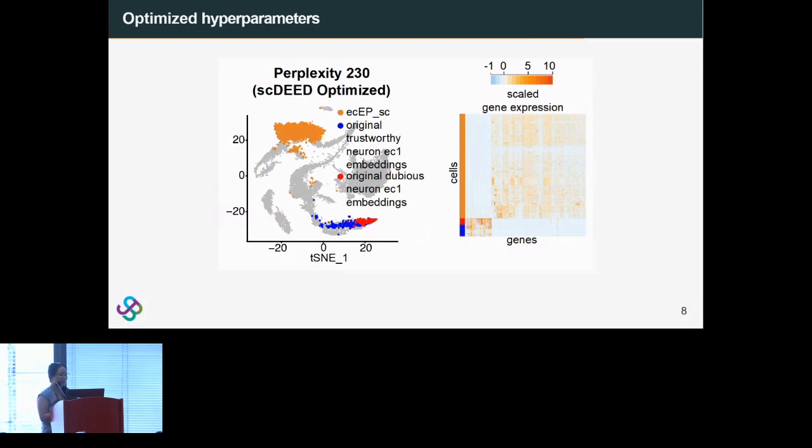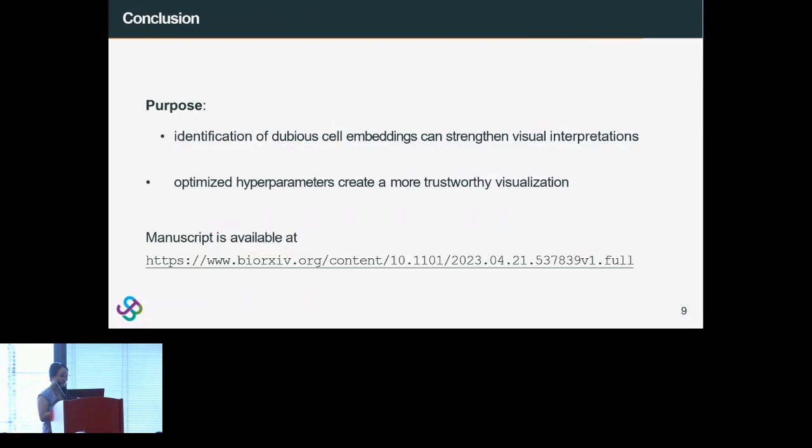This is what we would more expect, that distance in the 2D visualization should represent more different gene expression. So already this optimized perplexity is providing a more intuitive visualization than the original parameters. The identification of dubious cell embeddings can help strengthen visual interpretations by highlighting cells whose gene expression is different than the cells around it. This can be single cells or entire clusters. We can also use these dubious cells to help optimize hyperparameters to create a more trustworthy visualization.